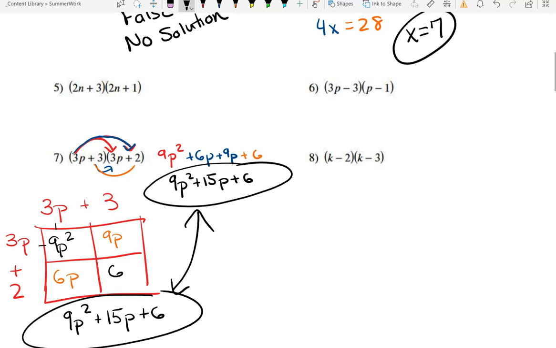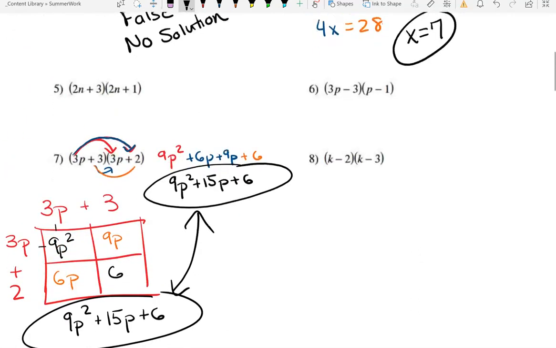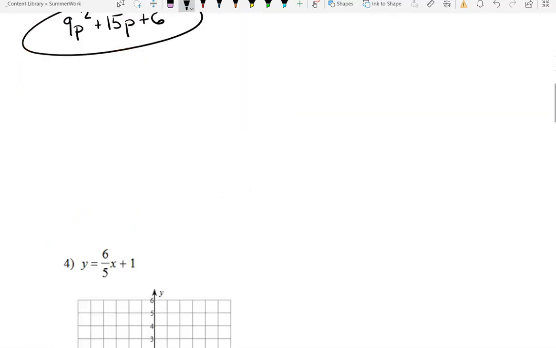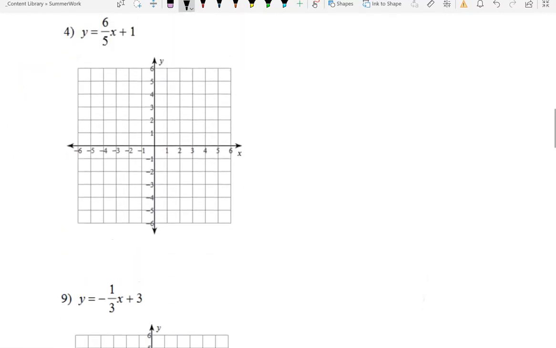So whatever way you want to do it, it's okay with me. If thinking of it as FOIL helps you, then that's fine. Just understand that you are distributing terms, and when there's more than two terms, the FOIL concept will not work. So that's it for that section. Just be careful with your signs when you're doing the other ones.